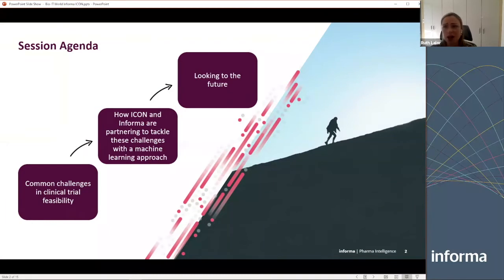Which brings me on to my second point, how we are tackling these challenges with the machine learning approach. And I'll talk a little bit about the machine learning approach, as well as how that actually then applies from a process perspective and the work that we are doing to make sure that we can apply these technologies in how we work today. Finally, we're going to talk a little bit about looking to the future. So what comes next following on from the work that we're doing today. So next slide, please, Doro.